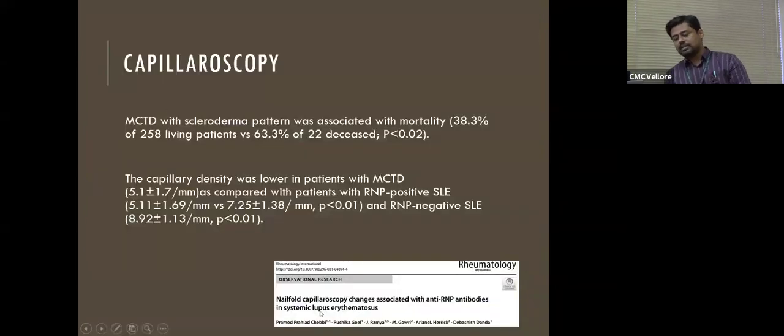There's a study from our center. An MCTD patient with scleroderma pattern was associated with mortality, and the capillary density was lower in patients with MCTD as compared to patients with RNP positive lupus or RNP negative lupus. It's the lowest in MCTD at 5.1, as compared to RNP positive lupus, which is 7.25, and RNP negative SLE, which is around 9. Let me tell you, 10 is considered normal, 7 to 10 is mild reduction, 4 to 7 is moderate, and less than 4 is severe reduction in capillary density.